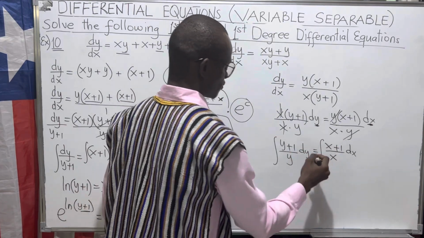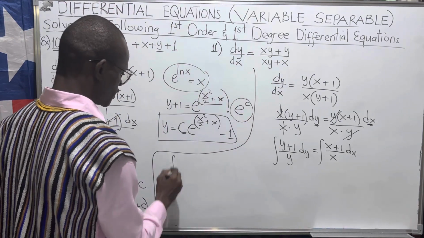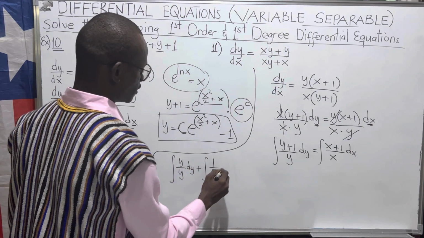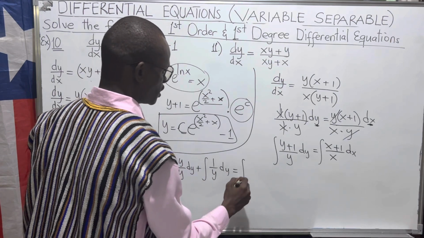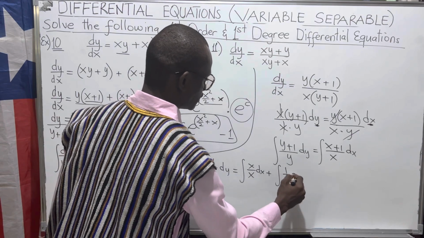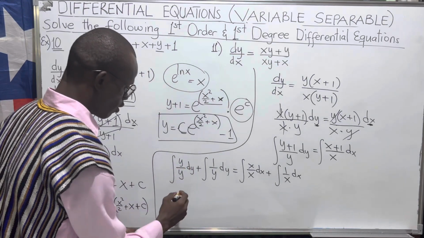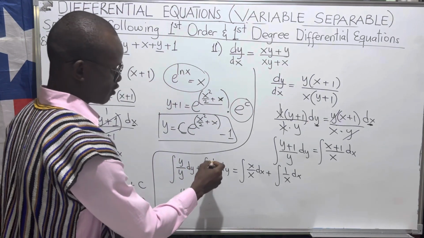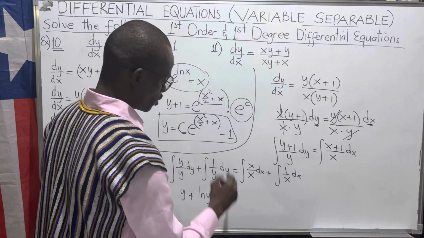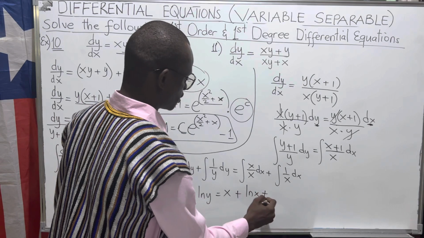We integrate both sides. So both of them are just similar. So we can say the integral of y over y dy plus the integral of 1 over y dy equals the integral of x over x dx plus the integral of 1 over x dx. So we took the integral of each term. So y over y is just 1, the integral of 1 is just y. The integral of 1 over y is just ln of y. The integral of x over x, which is just 1, is just x. The integral of 1 over x is just ln of x plus some arbitrary constant c.